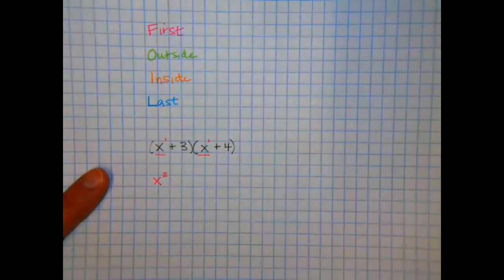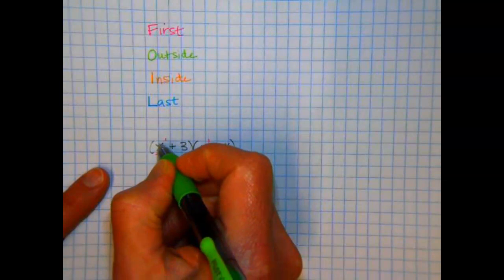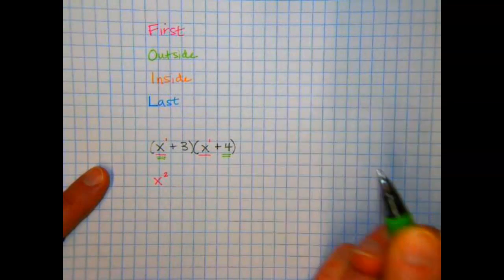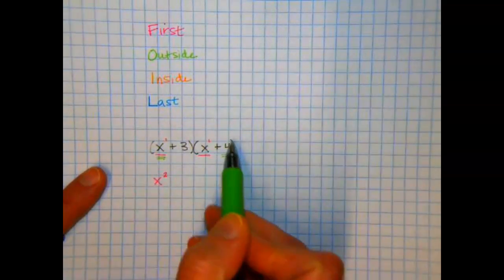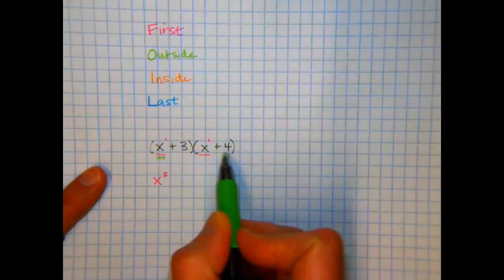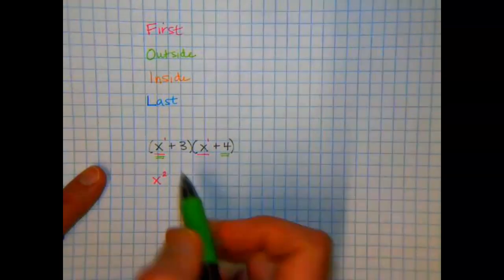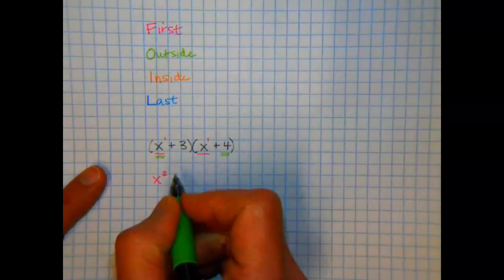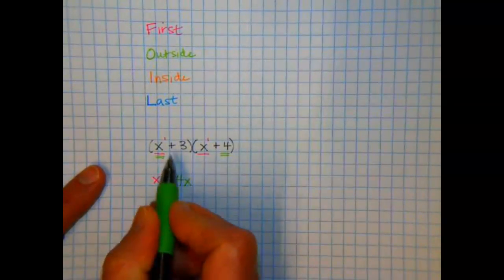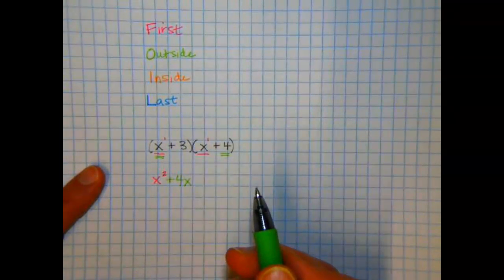Next, we look at the outside. The outside actually refers to the outside terms when you look at the whole thing. So this x is on the outside, this 4 is on the outside. They're kind of like the bookends of the whole thing. When we multiply 4 times x, we get 4x. And it's all going to be positive because we have only positive signs here.